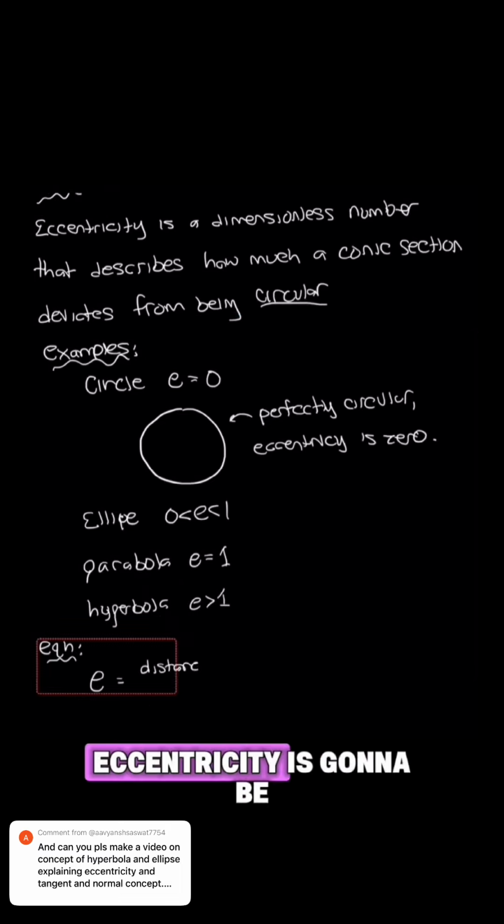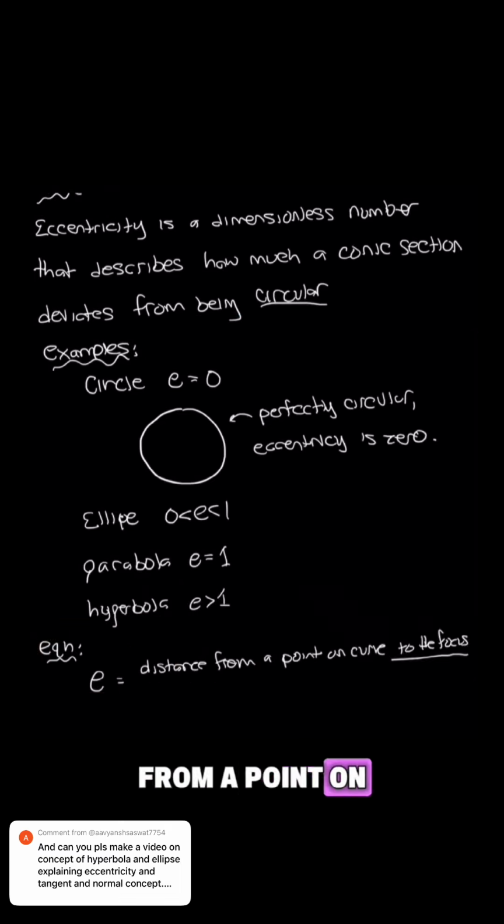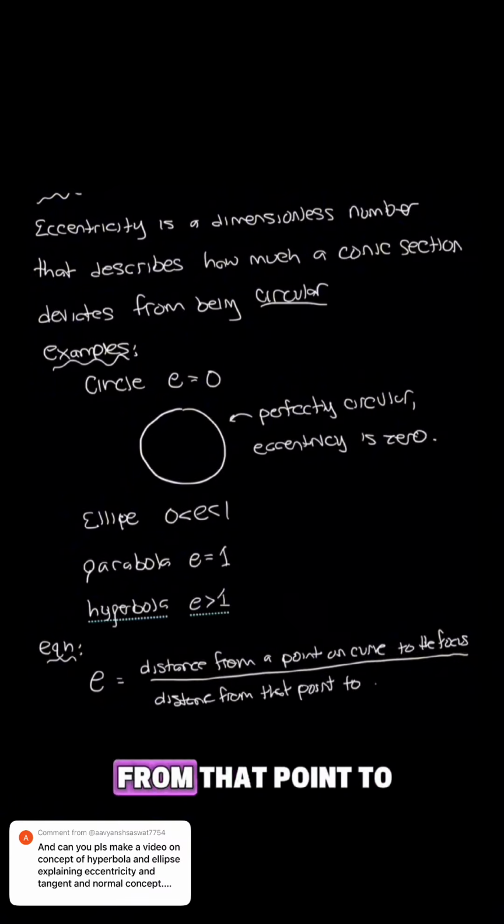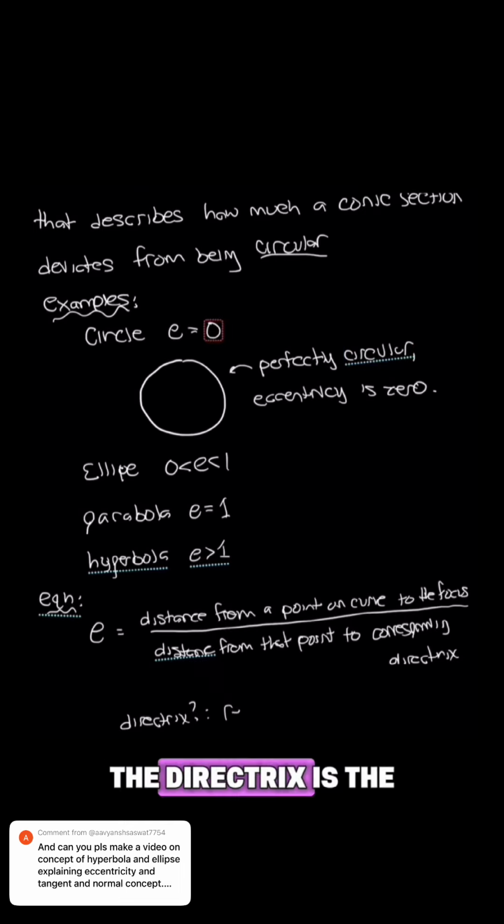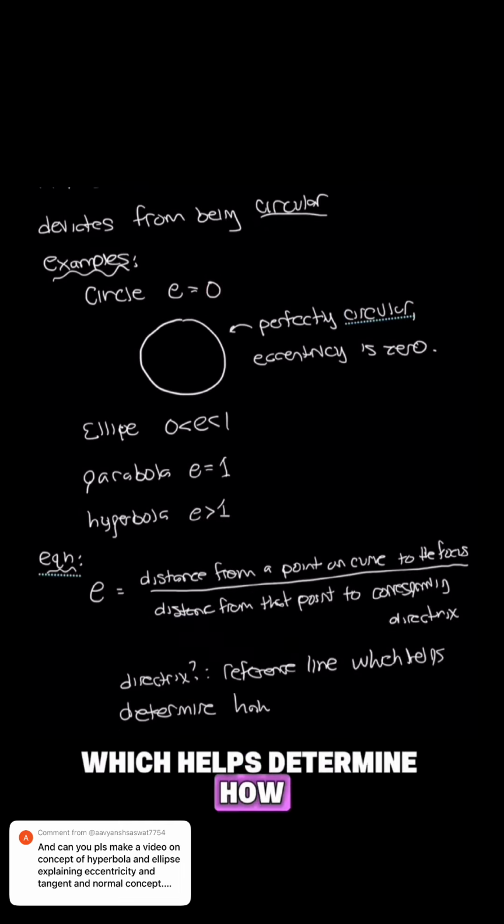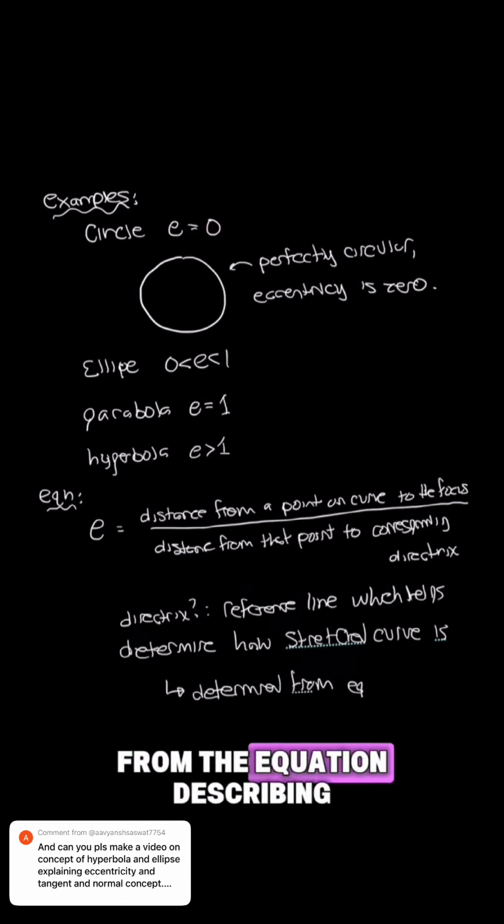The equation for the eccentricity is equal to the distance from a point on the curve to the focus, divided by the distance from that point to the corresponding directrix. Now, what is the directrix? The directrix is the reference line which helps determine how stretched the curve is. This can be determined from the equation describing the shape.